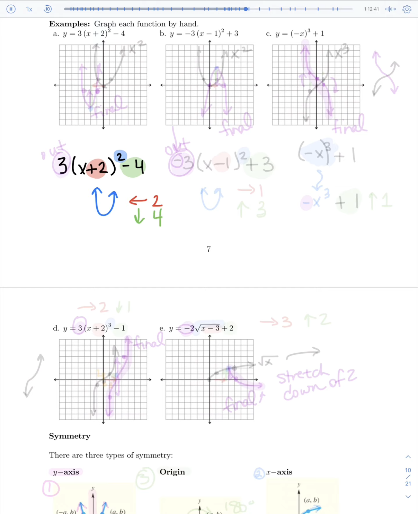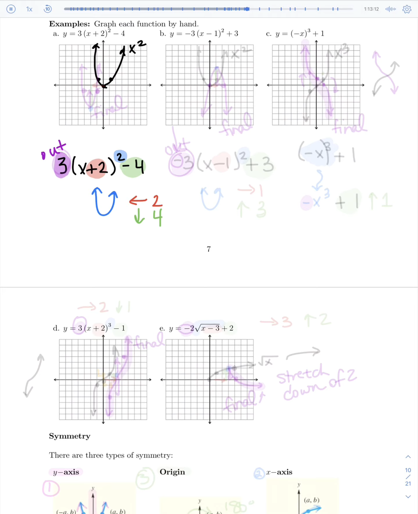And then I have to be a little bit careful. I've got a stretch on the outside of 3, which means I'm going to pull my graph upwards 3 from where it is. So one thing at a time. Our normal parabola is here at (0, 0), (1, 1), (−1, 1). That's the normal parabola without anything done to it. We're going to shift it to the left 2.